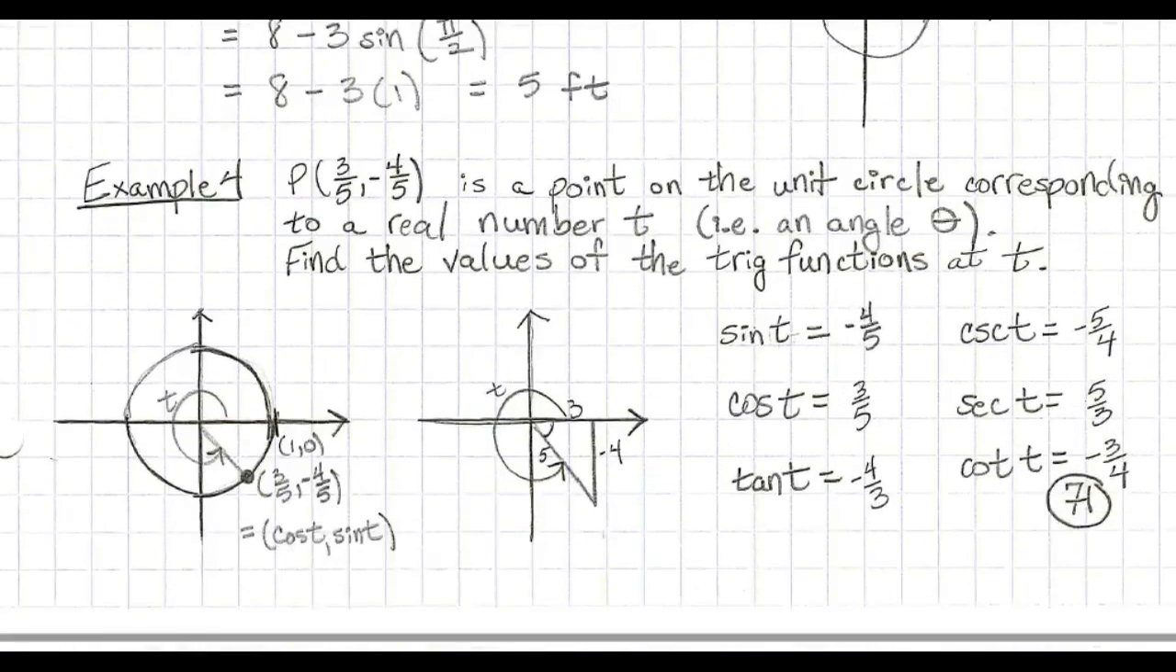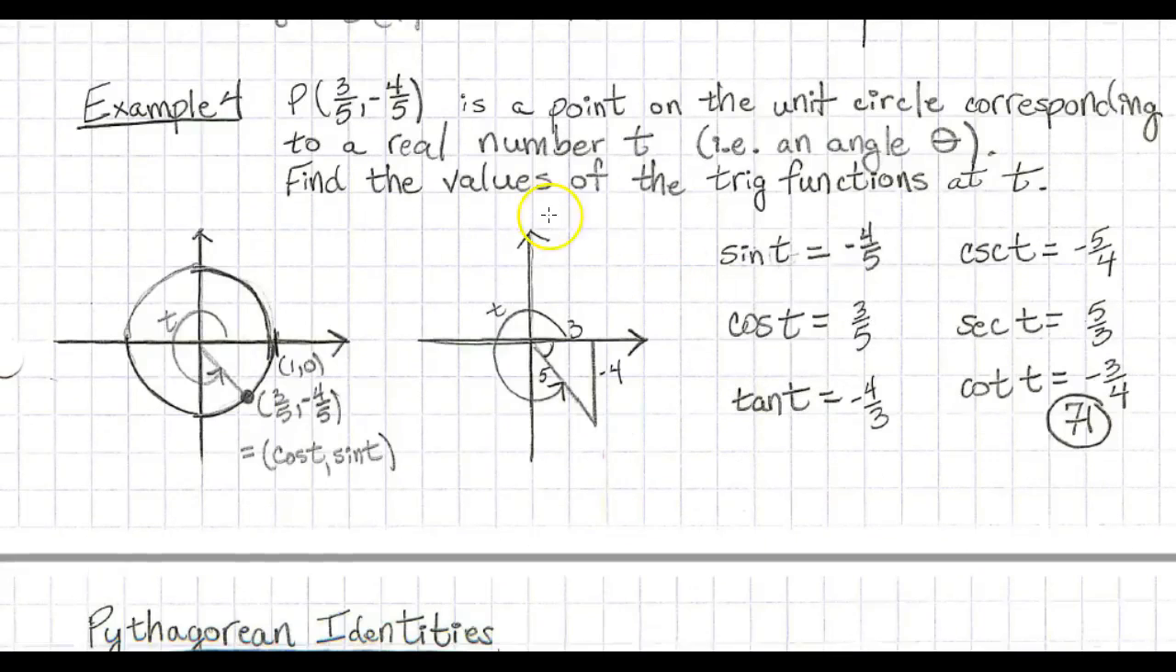Example 4. Let's say we know that we're at the point 3/5, minus 4/5, and that's a point on the unit circle corresponding to some real number t, in other words, an angle. Sometimes the author likes to use t's instead of thetas, or even x's instead of thetas, but it just means the angle t or the angle theta. Don't worry about whether the variable name is used.